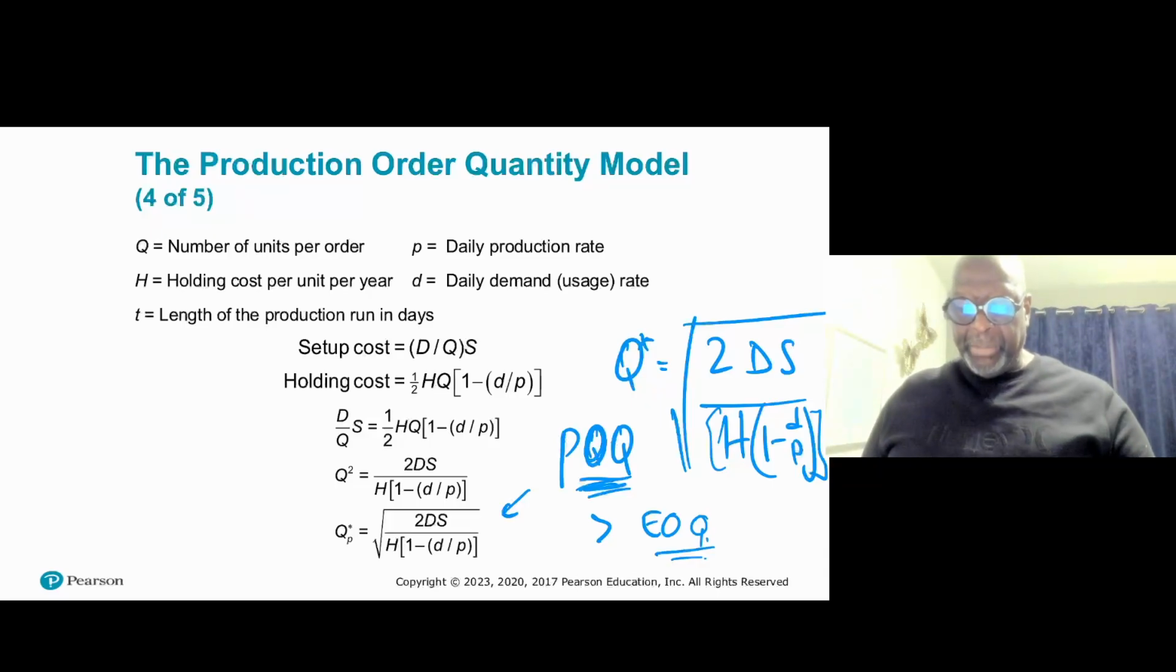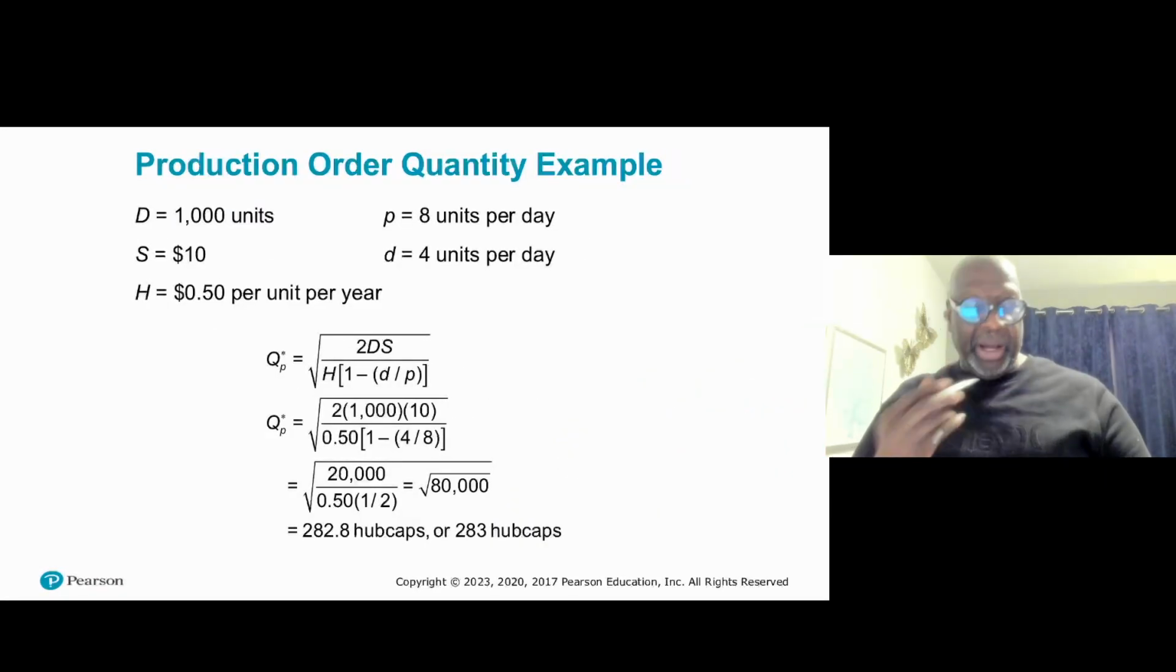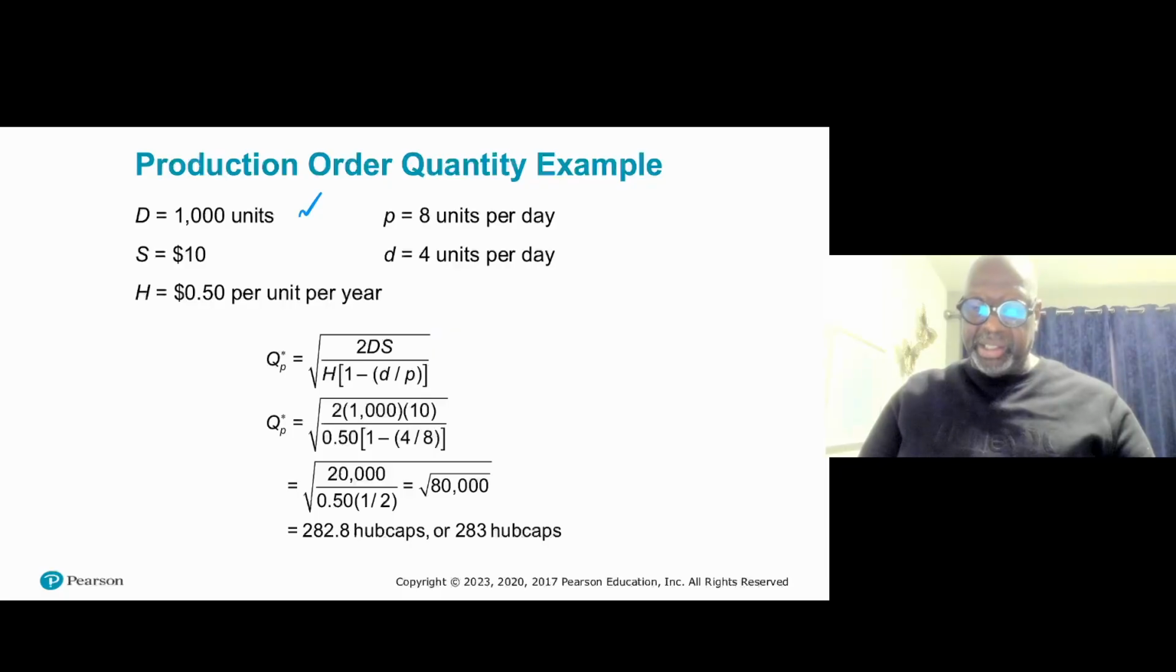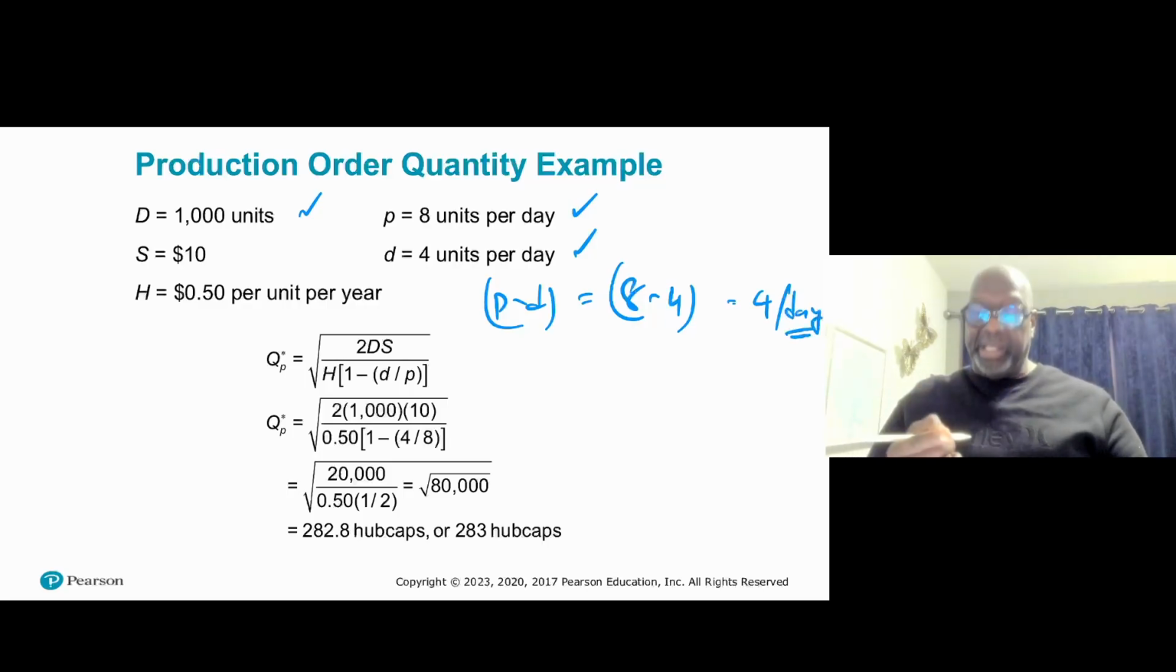Okay, and then I believe we have an example where our annual demand is 1,000 units. Our production rate is 8 per day. Our demand is 4 units per day. So we'll be accumulating at 8 minus 4, which is basically P minus D, which is 4 units per day. That's the way in which we're going to be accumulating.